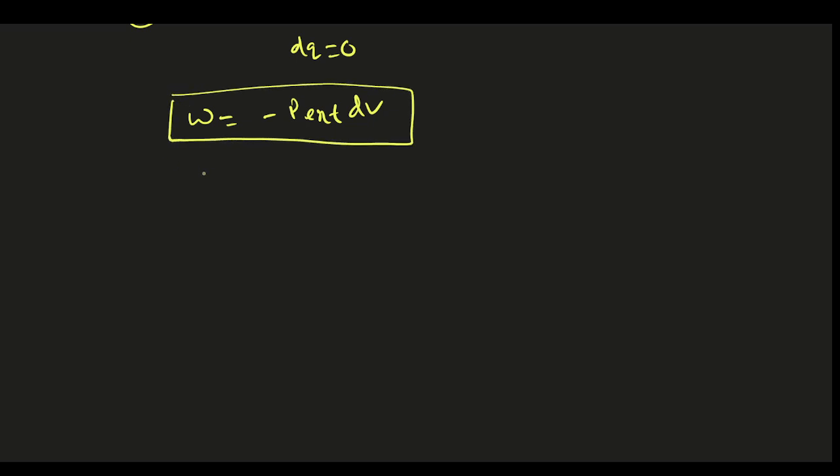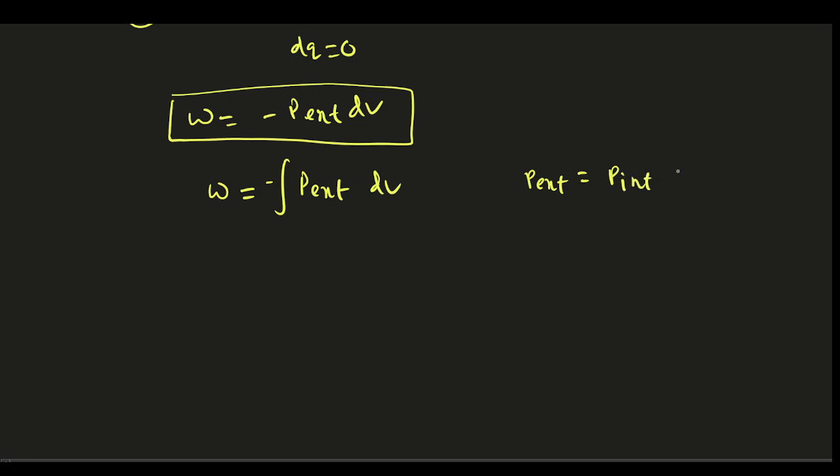For a reversible process, P external is not constant. So for reversible, this is P external. That's why we use the expression w equals minus the integral of P external dV, where P external equals P internal equals P gas, which is not constant for a reversible process.